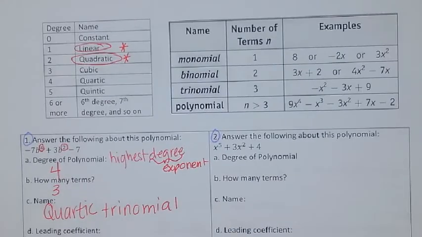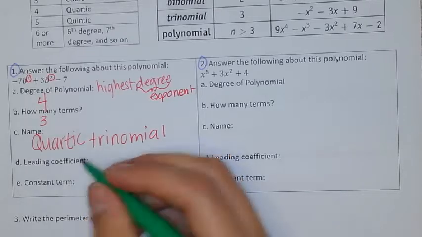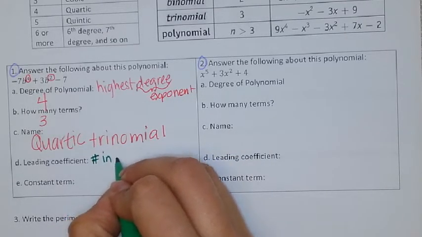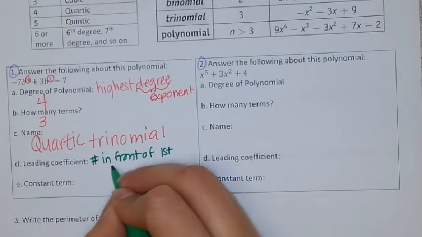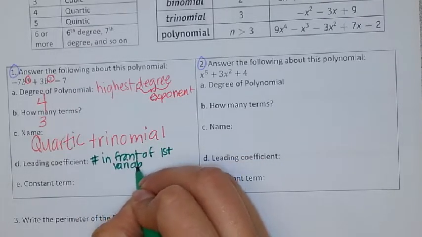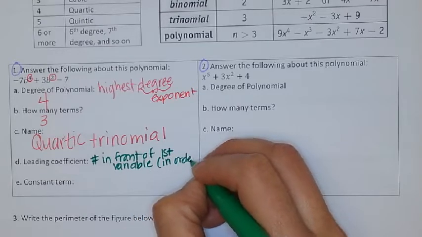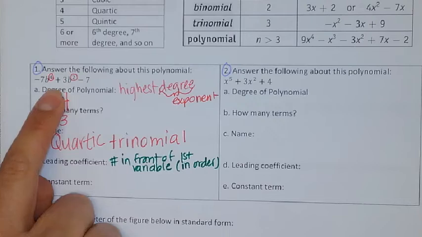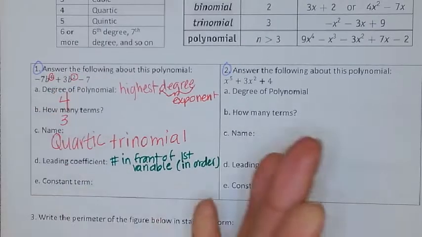Leading coefficient. This is the number in front of the first variable when it's in order of degree. Okay, so number in front of first variable. Okay, and it has to be in order of degree. And we already know that this one is in order. In order means descending order, so 4 and then 2 and then nothing, so we're good to go.